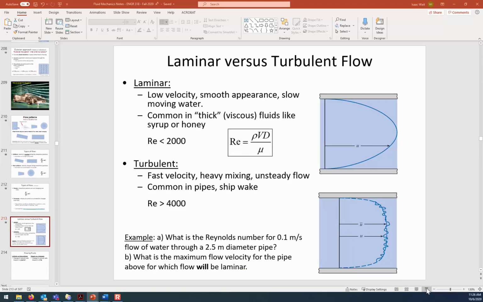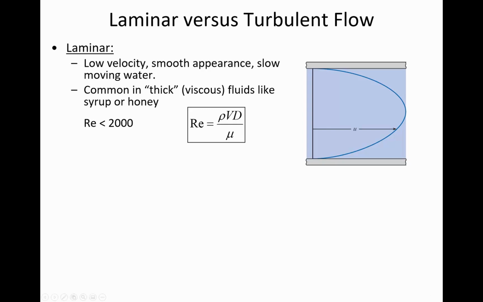So the two different types of flow conditions we've talked about so far are steady versus unsteady, uniform versus non-uniform, and another way to classify flow is by whether the conditions are laminar or turbulent. And so laminar conditions is associated with slow-moving flow, where the water is flowing in a very orderly way, and so it has a smooth appearance.